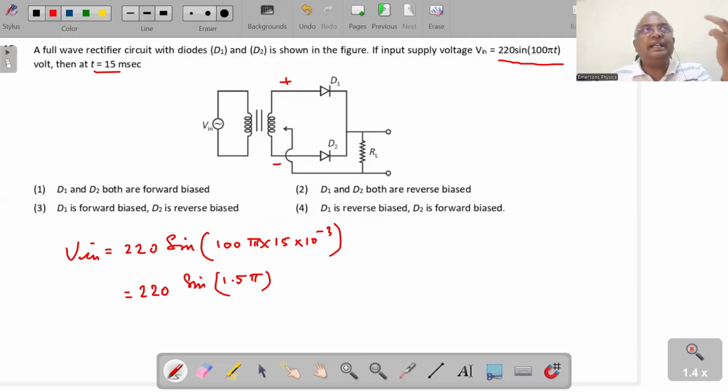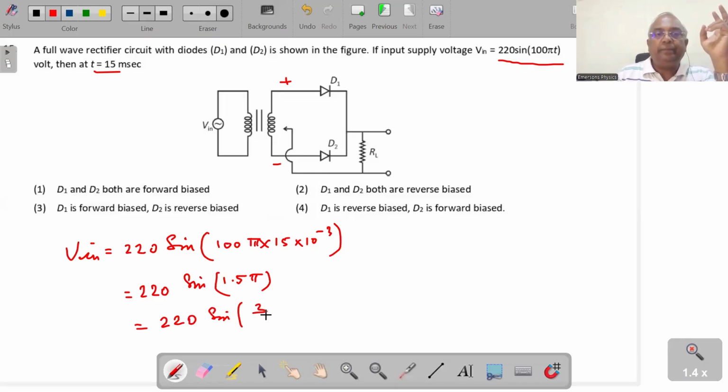We know that sin 0 is 0, sin pi by 2 is 1, and sin 3 pi by 2, actually, this is nothing but 220 sin 3 pi by 2. 3 pi by 2 is nothing but 270 degrees, and its value is minus 1. So it is clear that V input is negative: sin 3 pi by 2 is nothing but minus 1.